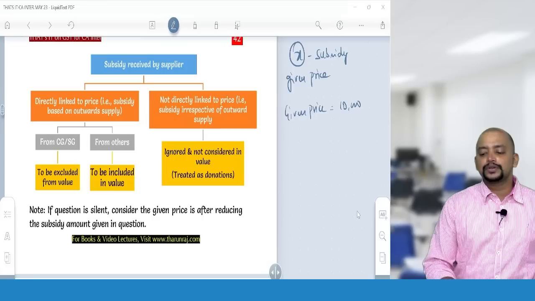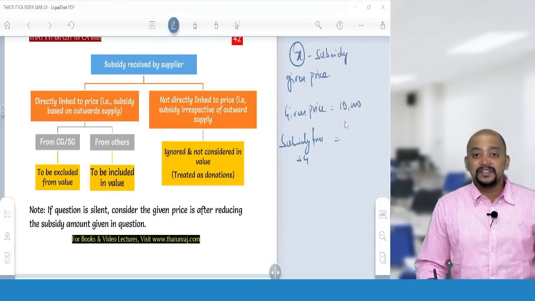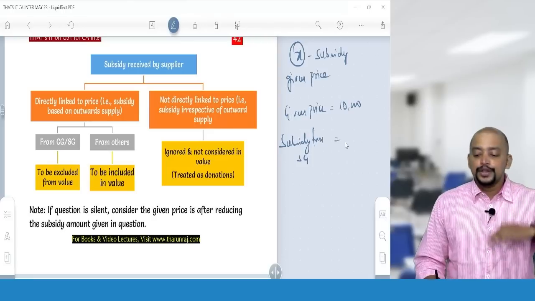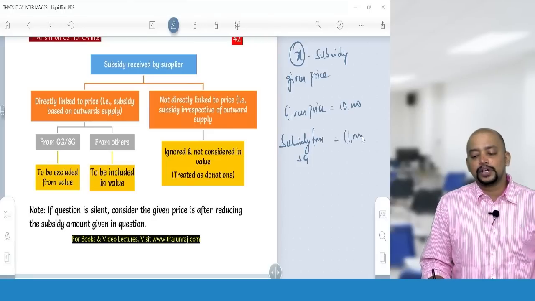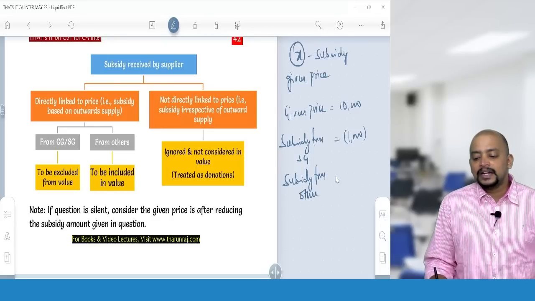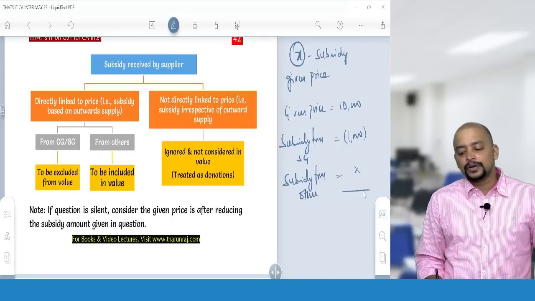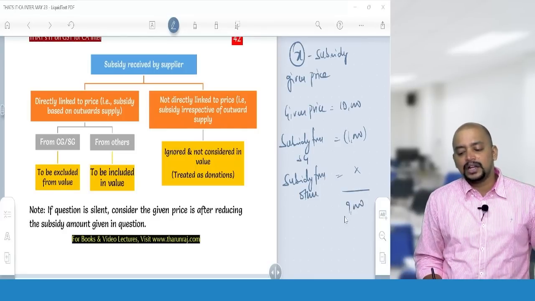Now what we need to do with respect to that? Subsidy from state government. Subsidy from state government to be included or to be excluded? To be excluded. And while arriving at this 10,000, it is not excluded. So we need to deduct, say for example, 1,000. And subsidy from others is to be included, and in this given price 10,000, it is already included. So we will ignore. So therefore, the answer will be 9,000.